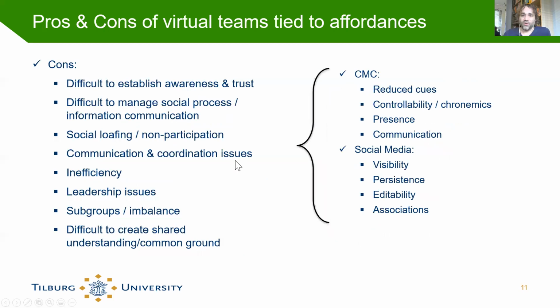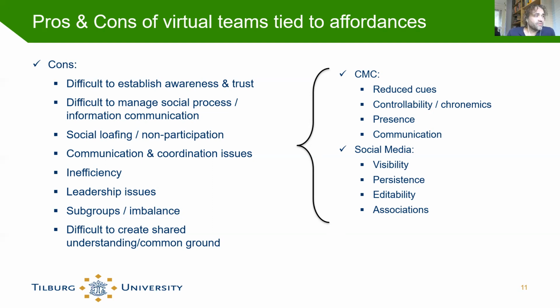But of course, there are also a lot of disadvantages to virtual teams. So the cons are, it's difficult to establish awareness and trust in virtual teams. Well, you don't have to imagine that you work in a sort of virtual team in doing the assignment. And if you don't know each other beforehand and you only meet via Zoom, or even without visuals, it may be very difficult to establish trust in virtual teams.